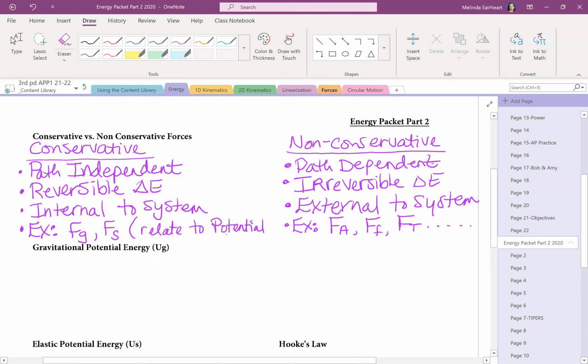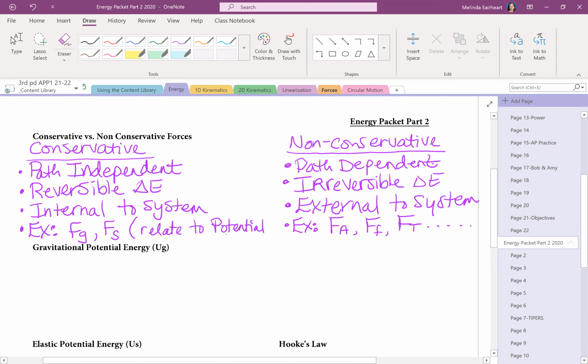But what both of these potential energies have in common, it takes a system approach. And what do I mean by that? You have to have a reference point. That's what they have in common. You have to have a reference point. And so earlier we said gravity and elastic or spring forces were conservative. They have an associated potential energy. And so both of these are going to relate to that conservative piece.